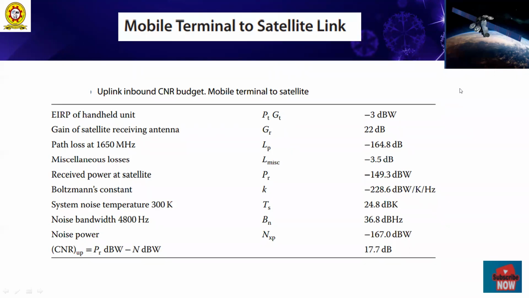The symbolical representation for EIRP equals the product of transmitted power and gain. So with our availability of the data, we got minus 3 dB. That should be noted or written in our budget sheet. Clear? Now come to the second row. What is the second parameter? Gain for the receiving antenna, symbol GR.